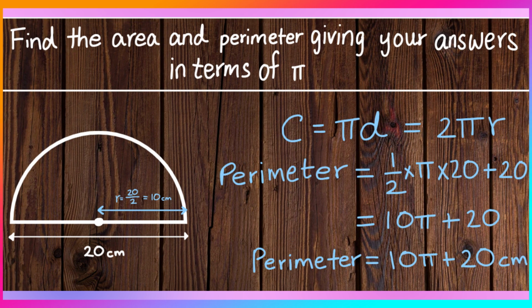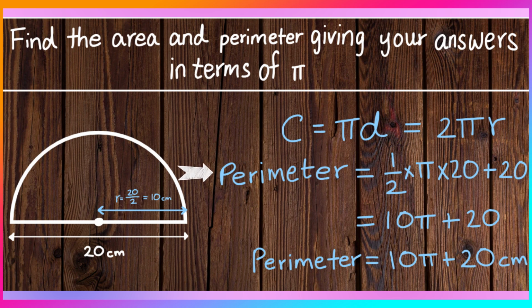Now to find the perimeter of the semicircle. For a semicircle's perimeter, we have to consider two parts. The arc of the circle, which is the curved part here, and the semicircle's diameter. To get the curved part, first choose the formula for the circumference. I am choosing pi times diameter. Then substitute the value for diameter into the formula, which over here is 20.